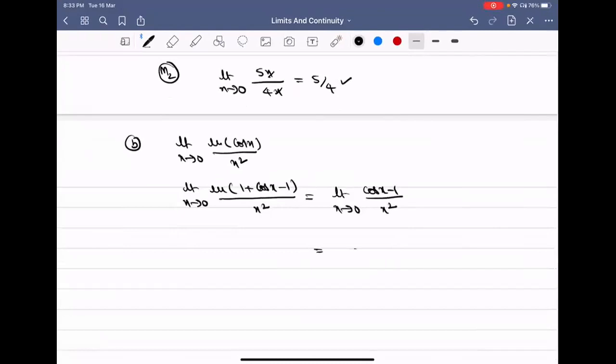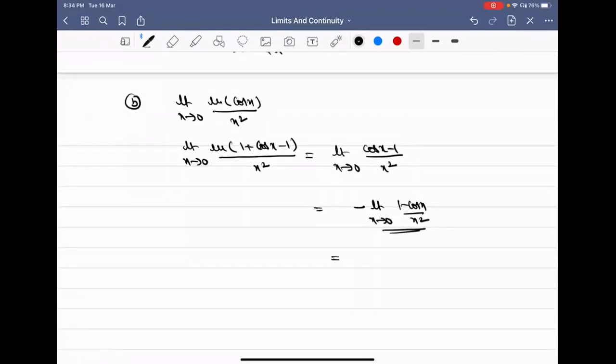So this equals minus, if we take out the common factor, limit as x tends to 0 of 1 minus cos x over x squared. Already we know this one: that is 1 by 2. Therefore, minus 1 by 2 is the answer. Clear?